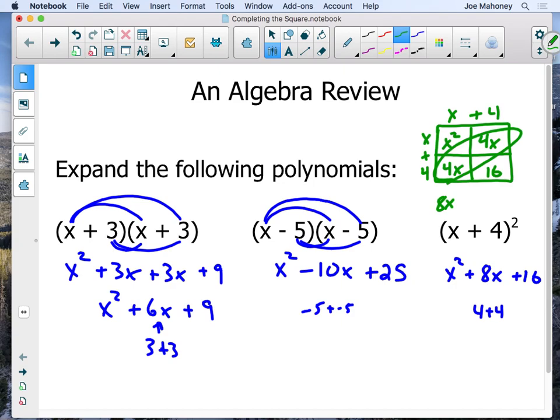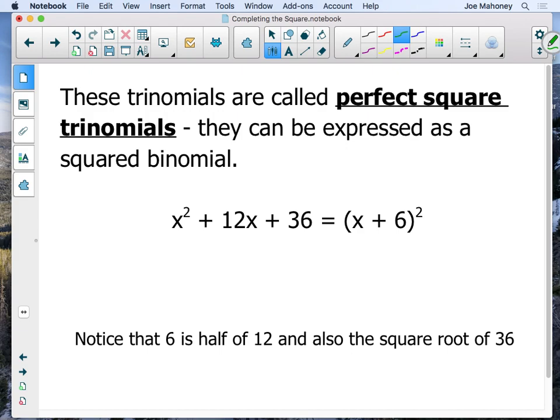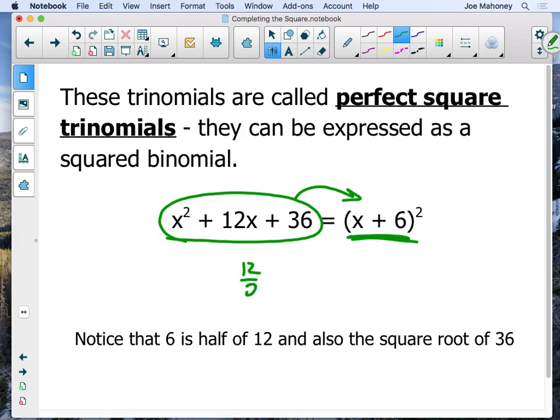That's always pretty good. All right, so why do we do this stuff? Well, what we're doing is we're creating what's called a perfect square trinomial. A trinomial is a perfect square trinomial if we can express it as a squared binomial. And again, notice the relationship that the 6 here is half of 12. And that also 6 is the square root of 36. Well, let's make that a 36. There we go. Cool. So that's the relationship we want to use today. We want to make perfect square trinomials and write them as squared binomials.